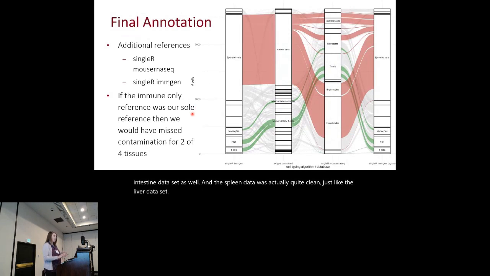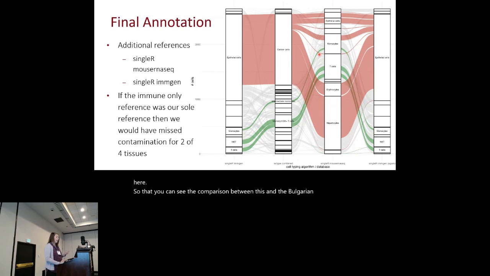So after using these two references, Jeremy pulled in two more references, which I mentioned initially, and tried to compare them using this multi-panel alluvial plot. We're actually not including the immune-only reference. We're including ImmGen here on the left, SC type combined here, the SingleR mouse bulk RNA-seq data set that I used in my previous project, and then we're also including SingleR ImmGen data again here, so that you can see the comparison between this and the bulk RNA-seq mouse tissue.